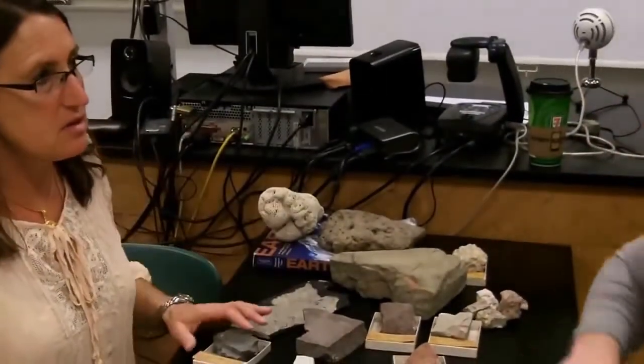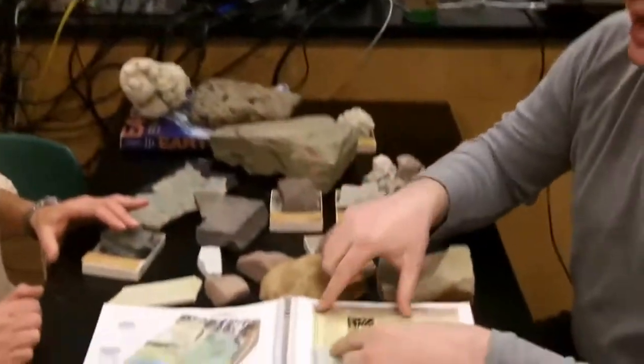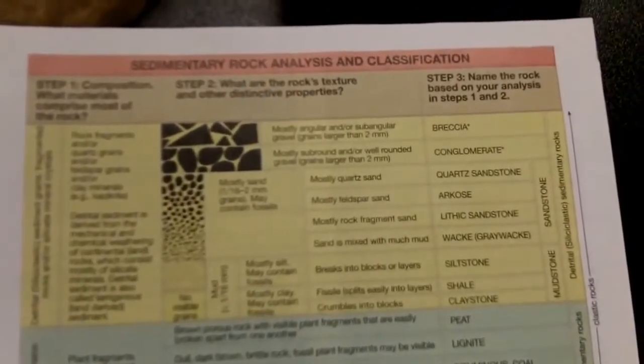Exactly. So you want to start with the coarse grain sediments? Sure. So we're taking a look over here at just this top section of the rock identification chart, and we're all familiar with these. We did this for minerals and we did this for igneous rocks as well.